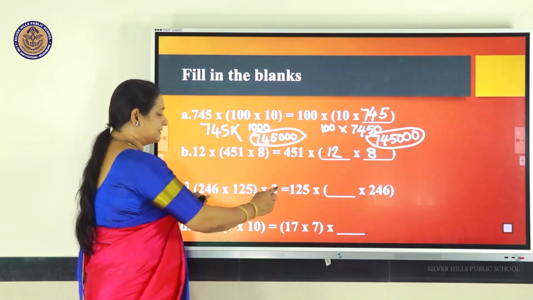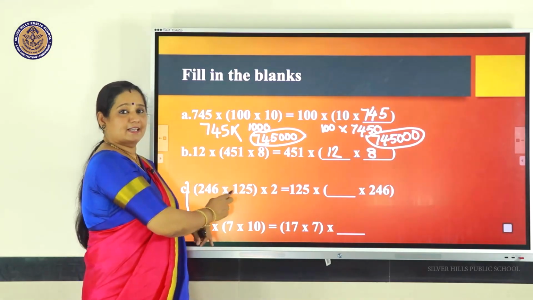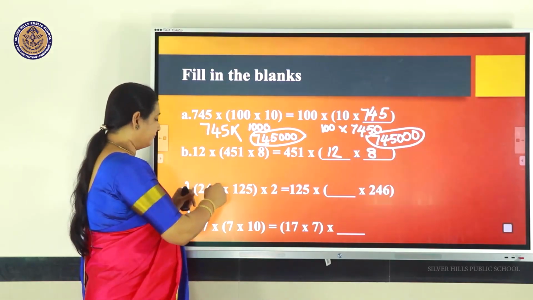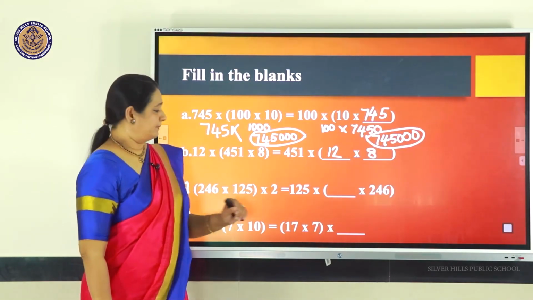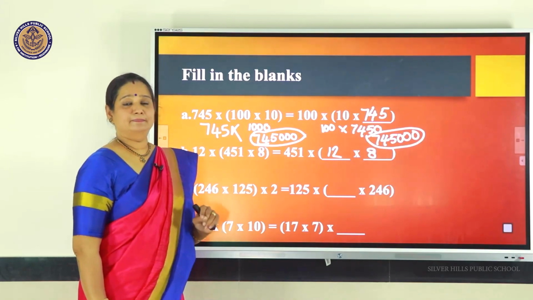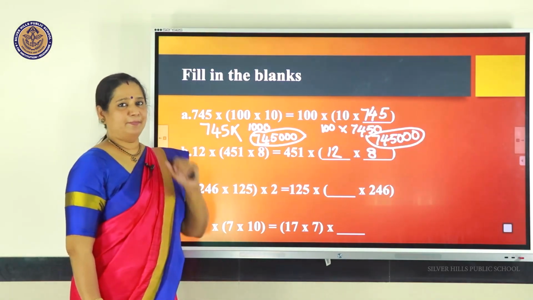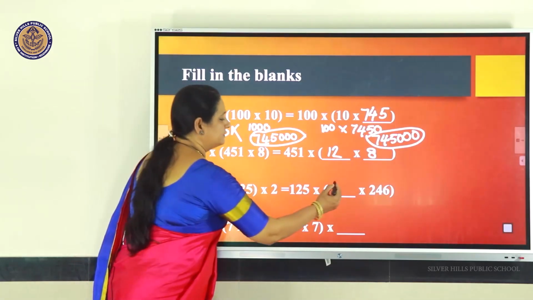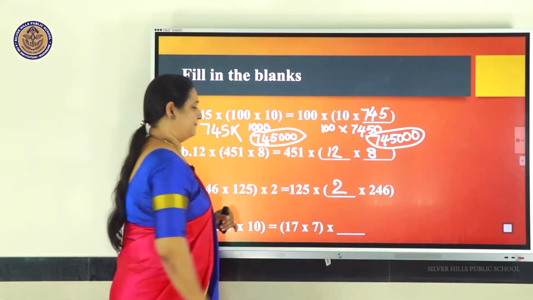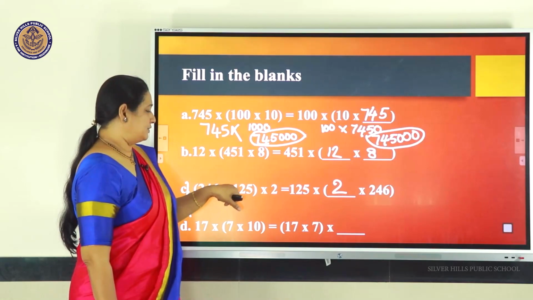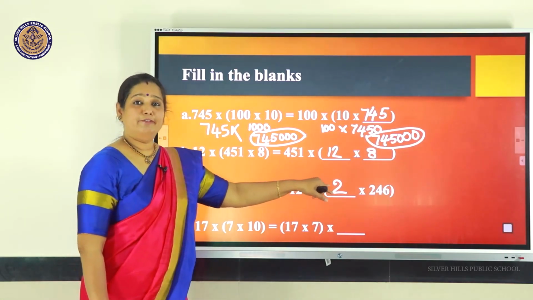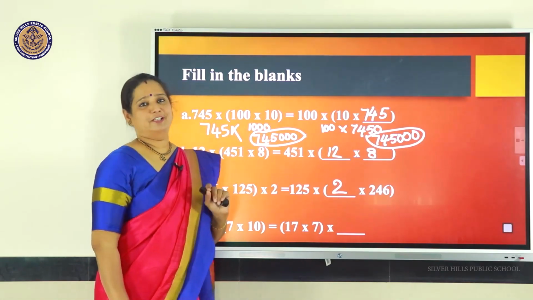Next, 246 into 125 into 2. So, the three factors are there, 246, 125 and 2. First, I have put a bracket for 246 and 125. Now, which number is missing here? Can you tell me which number will come there? Yeah, when you look at this, you will see factor 2 is missing. See, 246 into 125 into 2 is equal to 125 into 2 into 246.